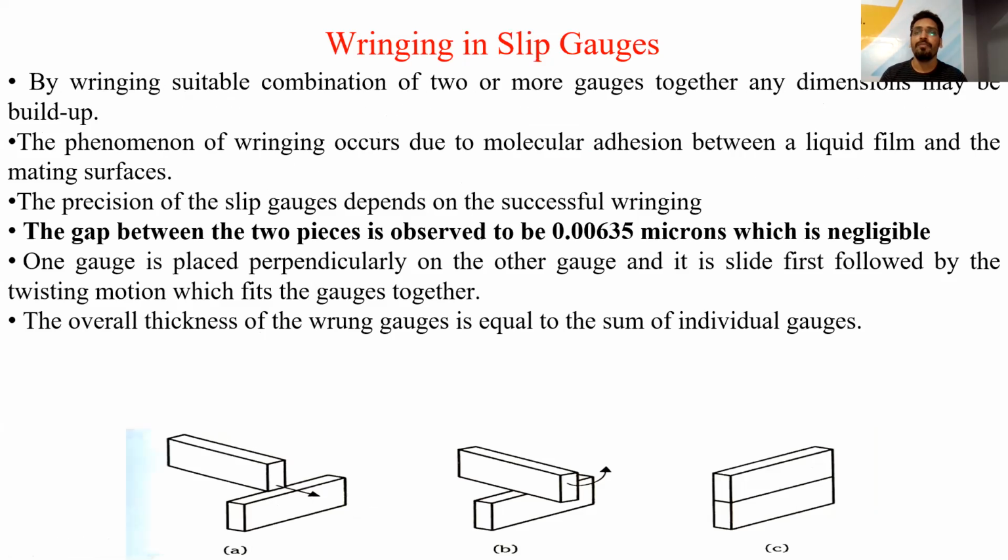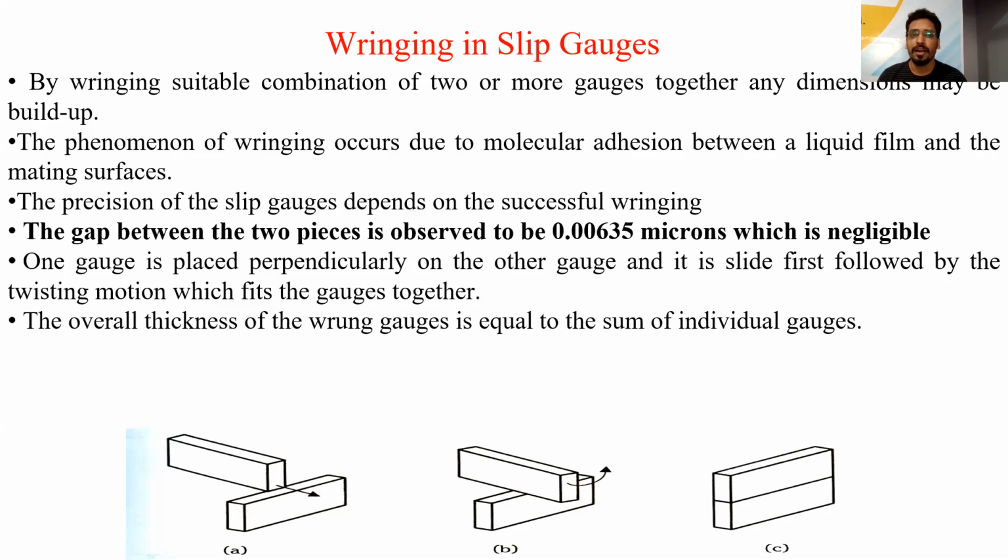Next, I have told you that for making a dimension we have to use a number of slip gauges. So how are these slip gauges combined together to form that dimension? That property of the slip gauge is called wringing property. By wringing, a suitable combination of two or more gauges is combined together to form a dimension. There is a proper method of combining these slip gauges, and this is called wringing in slip gauges.